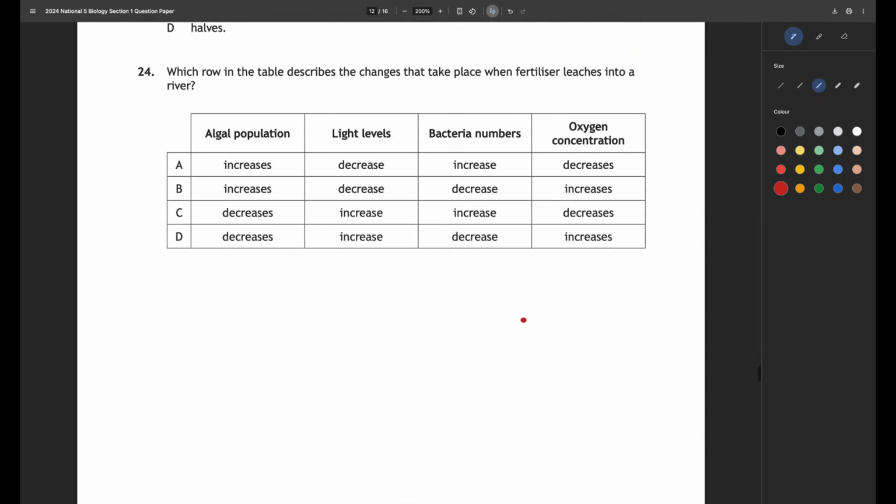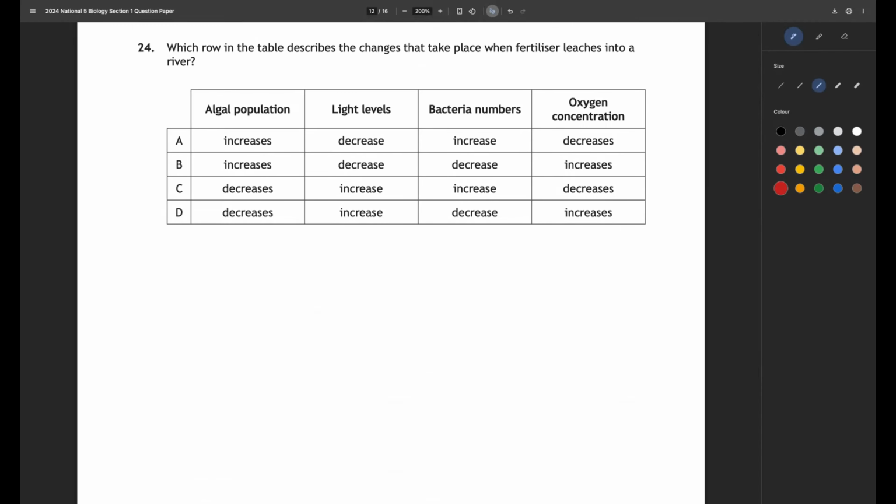Okay, number 24. Which row in the table describes the changes that take place when fertiliser leaches into a river? Okay, so the first thing that's going to happen when fertiliser leaches into a river is that the algal bloom is going to form, right? So the algal population is going to increase. That means our answers can only be A or B. What's going to happen to the amount of light that's able to get into the water then? Well, that's going to go down, and that doesn't help us a lot because both A and B are both decreased for that anyway.